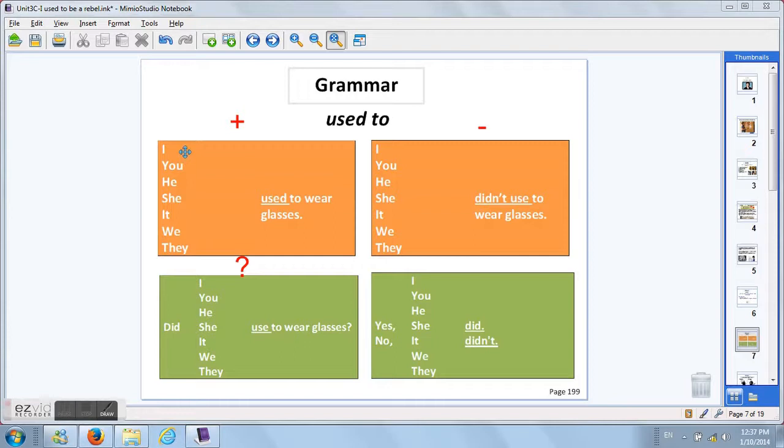There is no change to the form with a change in the subject. Notice in positive statements, we have USED, used, but for negative, only USE, use. Also in questions, we have USE.